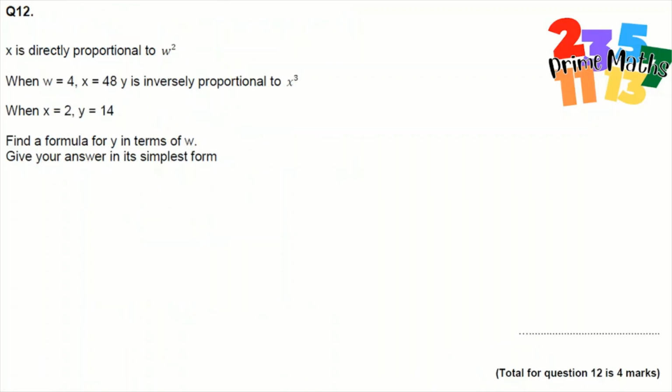Question 12, x is directly proportional to w squared, and we've also been told another formula where one is inversely proportional to another. It says x is directly proportional to w squared, so we can write that x is equal to kw squared, and we can use the values of w and x to work out what k is. So 48 is equal to k multiplied by 4 squared. So 48 is equal to 16k, and we can do 48 divided by 16 to find out our value of k, and we know that k is 3. We can then write our formula as x is equal to 3w squared.